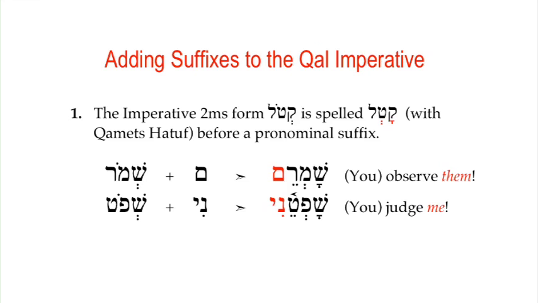You can see at the beginning the qamets hatuf from the first syllable. That's probably the trickiest feature to identify when it comes to identifying Qal imperative verbs with a pronominal suffix. The characteristic vocal shewa holem pattern that is diagnostic of the Qal imperative 2ms changes to qamets hatuf in a closed syllable, followed by the pronominal suffix with a connecting vowel. Shomraim, you observe them. Shoftani, you judge me.